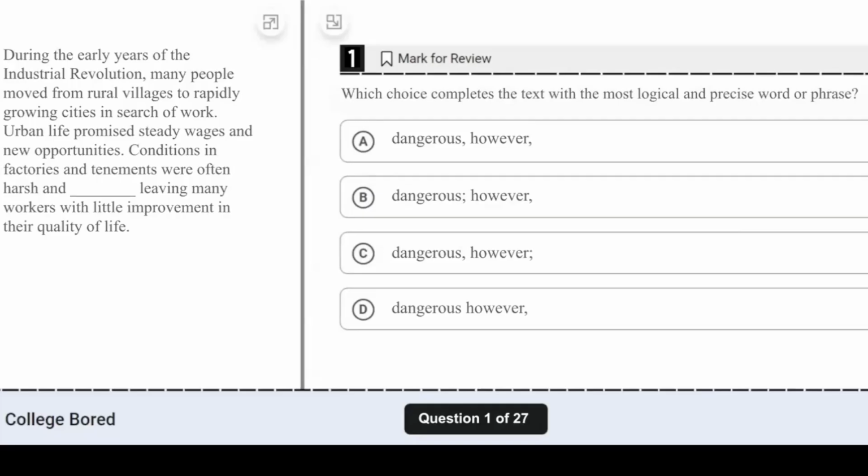Now, this one is not quite as messy as some because if we read carefully, we see that our sentence says conditions in factories and tenements were often harsh and dangerous, leaving many workers with little improvement in their quality of life. Now, leaving many workers, that's not a full sentence. We don't have a subject saying what is leaving many workers. So we can actually say, well, it's not going to be B or C because a semicolon is not appropriate since we don't have two sentences.